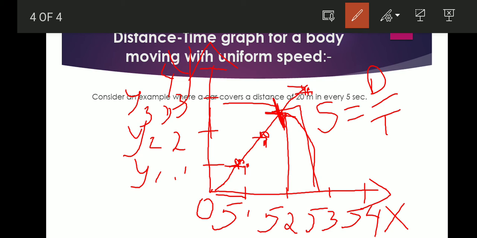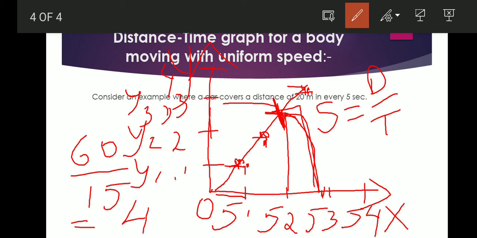Suppose your distance from 0 to 1 is 20, 1 to 2 is another 20, 2 to 3 is another 20. That means 60. Your distance in this case is 60. Then your time taken: 3 fives are 15. Your time taken is 15 here. So 60 divided by 15 will be 4. Okay, 4 meters per second.